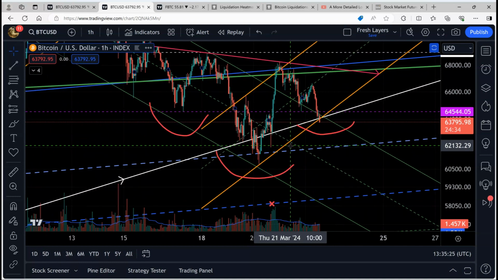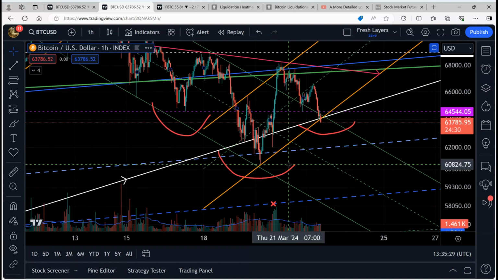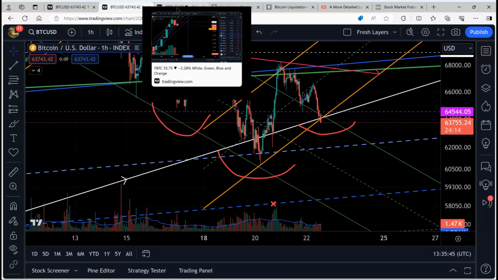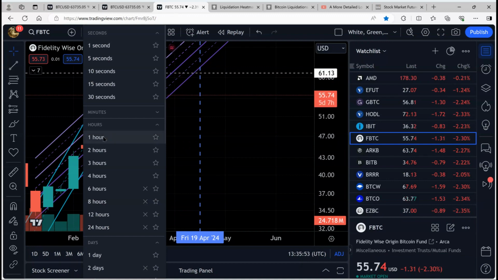That wouldn't make sense. The whole setup I just laid out is really what makes sense. I mean, it's almost a perfect setup. And maybe that's their plan, is to fool me. Huh. Let's see what FBTC is doing here. Why is it on a 5-day? That's weird.